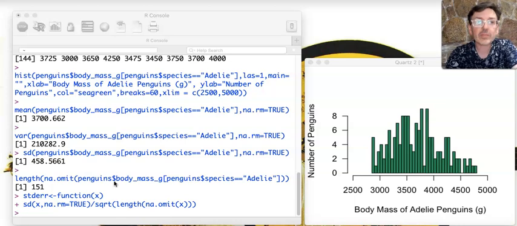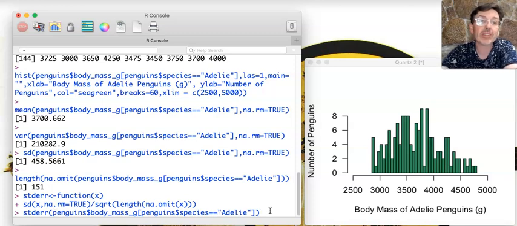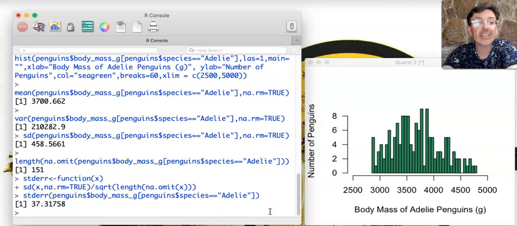And I can plug in the thing I'm interested in, penguin body mass. So what's my standard error of the mean? It is 37.3, which is pretty cool.